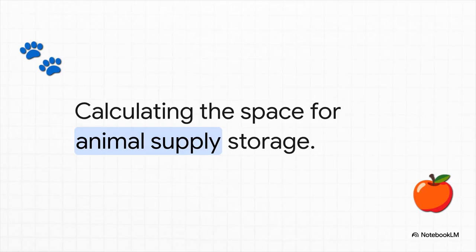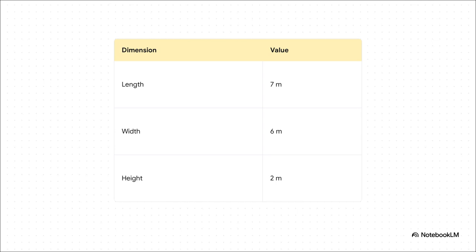Now, the next problem gets a little more specific. This time, we're calculating the storage for animal supplies. And you can feel how the stakes are a bit higher here, right? You've got to make sure there's enough room for all that food. So this room is 7 meters long, 6 meters wide, and 2 meters high. We use that exact same formula: length times width times height, and that gives us a grand total of 84 cubic meters. The key thing to see here is that even as the story changes, we went from a generic room to a food pantry, the math, the actual process, stays exactly the same.